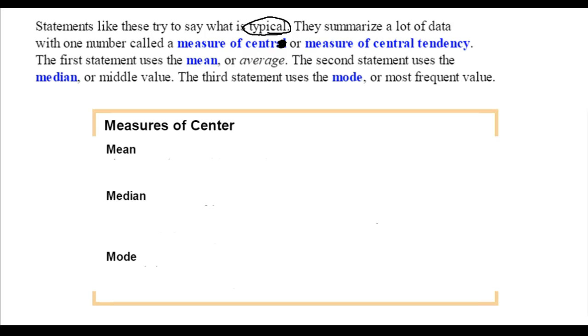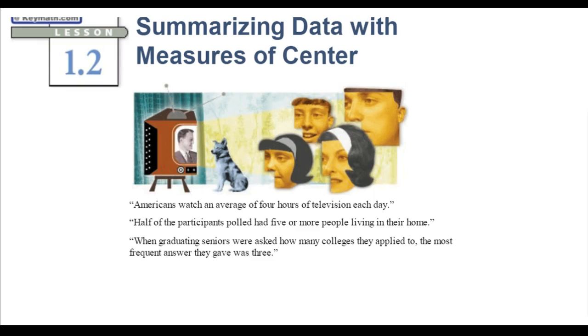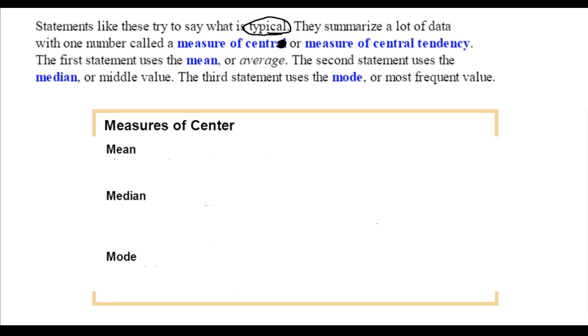The first statement uses the mean or average. Let's go back and look at that first statement. This one right here uses the mean. It says Americans watch an average of 4 hours of television each day. That's how you know they're using the mean, because they use that word average. The second statement uses the median or a middle value.